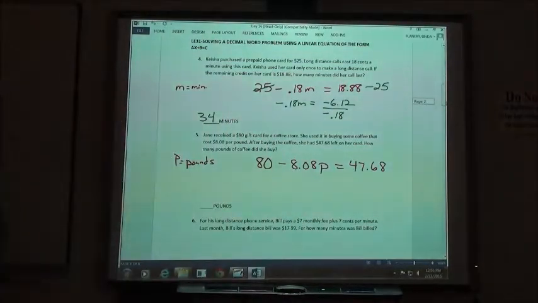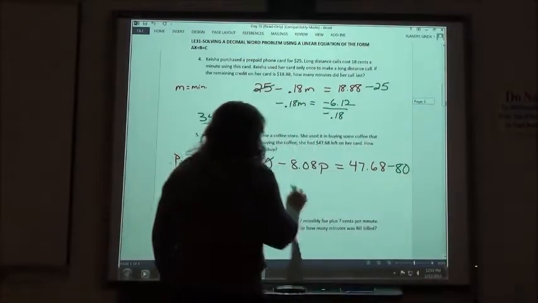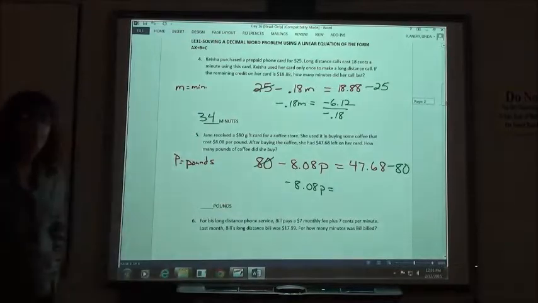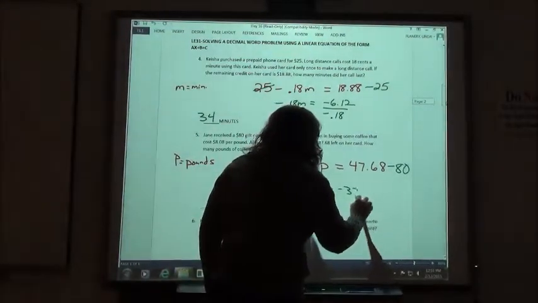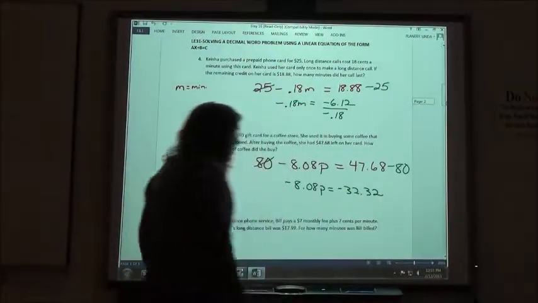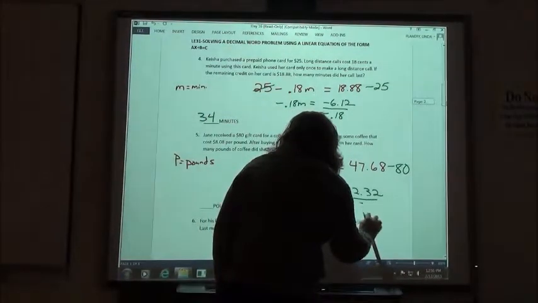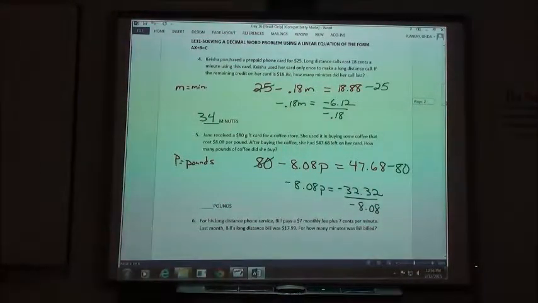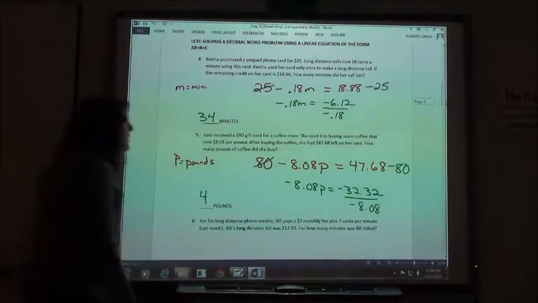So, if we're going to solve that, the first thing we're going to do is subtract 80. Move that to the other side. So negative 8.08P equals negative 32.32? Yes, 32.32. And then in order to solve that, we're going to divide. Negative divided by a negative again gives us a positive answer because we know it has to be positive. How many pounds? 4. 4 pounds of coffee.